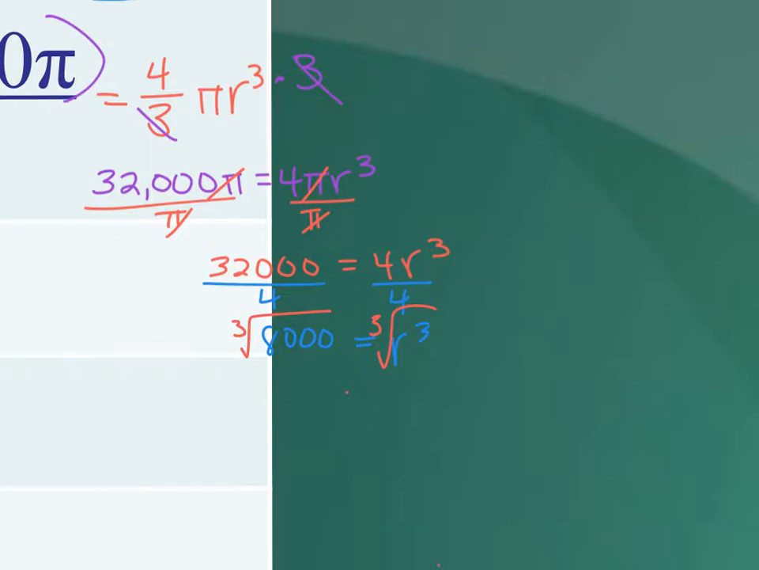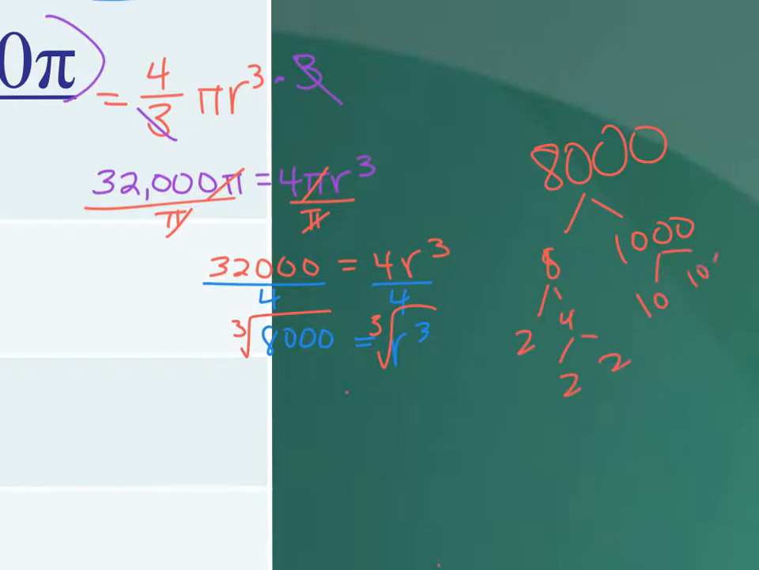So I'm looking for 3 numbers that when multiplied together give me 8,000. There's a couple different ways to do it if you don't know it off the top of your head. I could break this down. So this would be 8 and 1,000. 8 is 2 and 4, which is 2 and 2. And 1,000 is 10 times 100, which is 10 times 10. I can even go further, but if you look there, I've got 3 2s, so I can bring a 2 to the outside. And I've got 3 10s, so I can bring a 10 to the outside. So the cube root of 8,000 is 20.